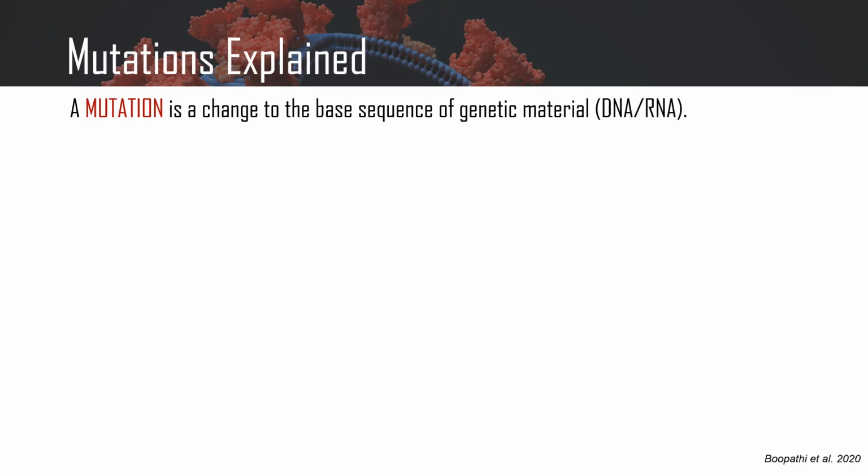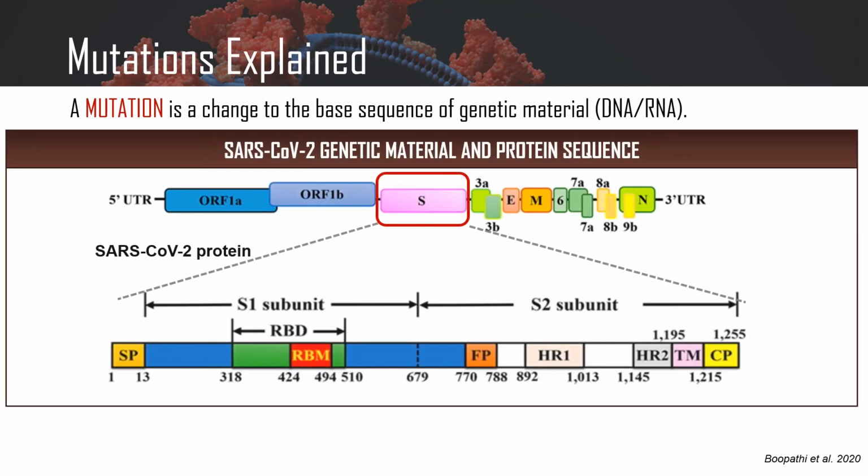So we've understood a little bit about mutations. As I mentioned, it's a change to the base sequence of the genetic material of DNA or RNA. I want to walk through an example now so that we can understand in a bit more detail how the mutations occur. Again, I'm displaying the genetic material shown here, and then the protein sequence of that genetic material when it's read. The receptor binding domain has been highlighted of one of the subunits, which is the S1 subunit.